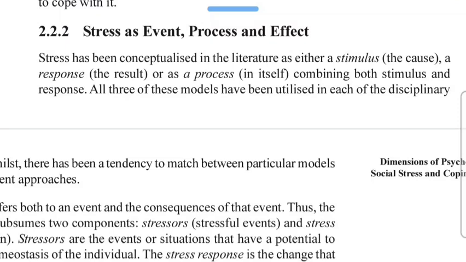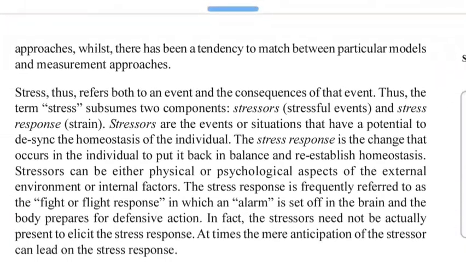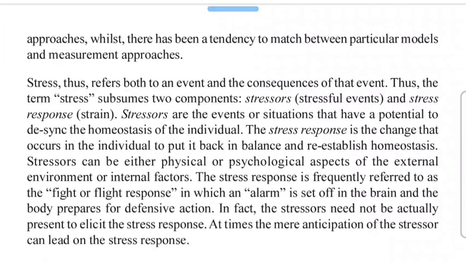2.2 Stress as event, process, and effect. Stress has been conceptualized in the literature as either a stimulus, the cause, a response, the result, or as a process in itself, combining both stimulus and response. All three of these models have been utilized across various disciplinary approaches, although there has been a tendency to align particular models with specific measurement approaches. Stress thus refers to both an event and the consequences of that event.